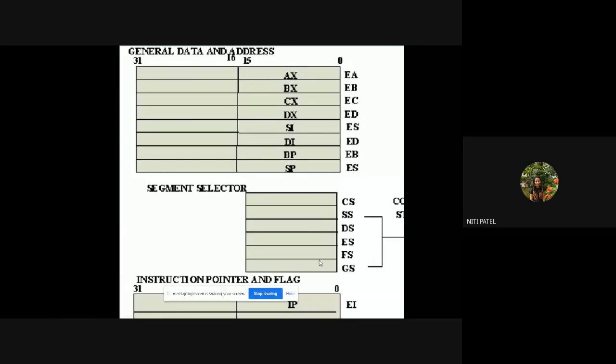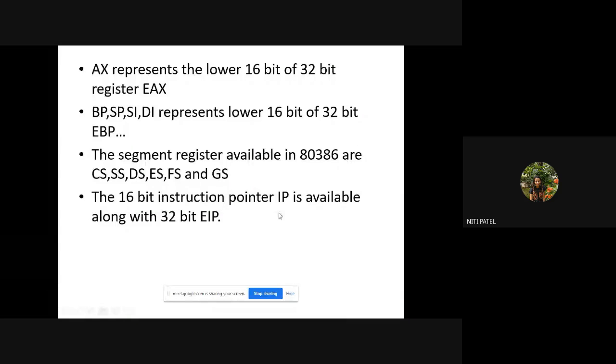Okay. There is an instruction pointer. The instruction pointer was 16 bits in 8086. Now it is 32 bits in 80386. So since it is 32 bits, it will be named EIP. What is that EIP? Extended Instruction Pointer.